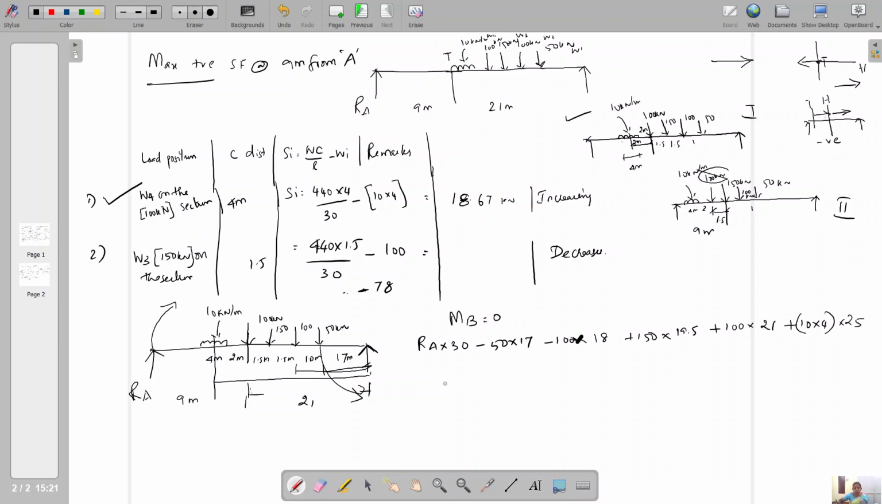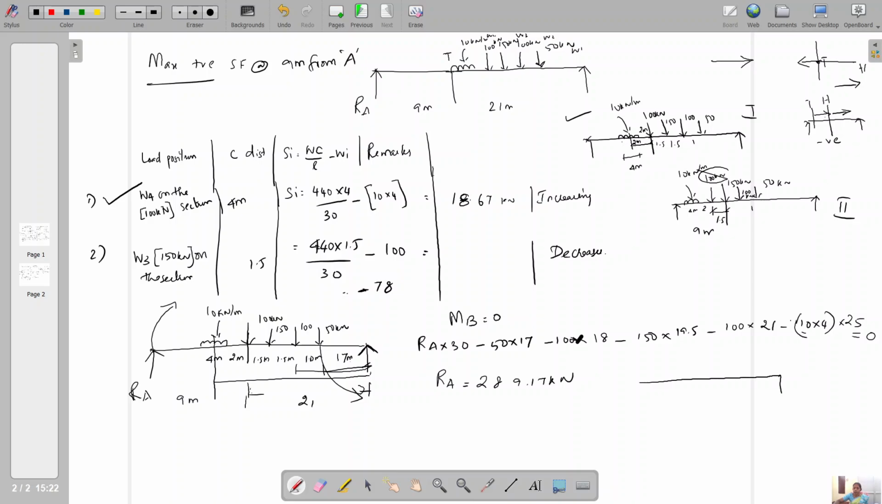Whatever may be the way of deciding the centroidal distance, you can have it on any one of the sides. So now you calculate the RA value. Actually, I put positive instead of negative. Because RA is positive, you put the negative sign here. Equal to 0, because MB equal to 0. So I got RA equal to 289.17 kilonewton.